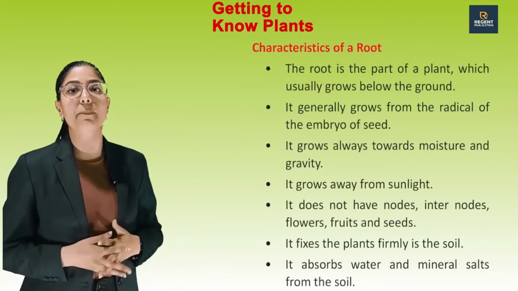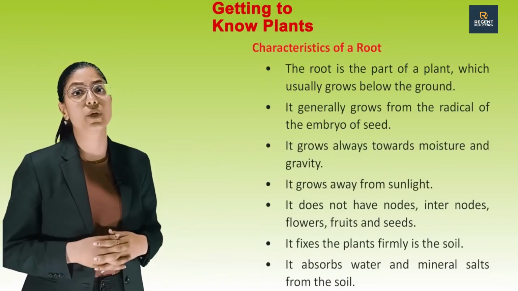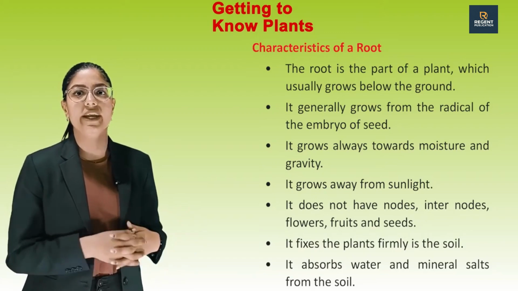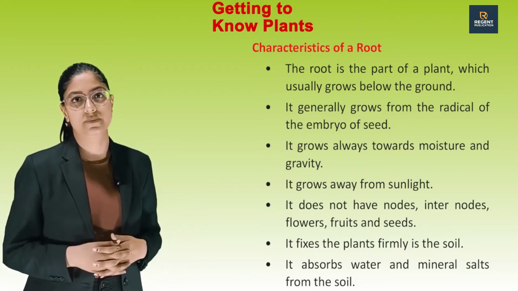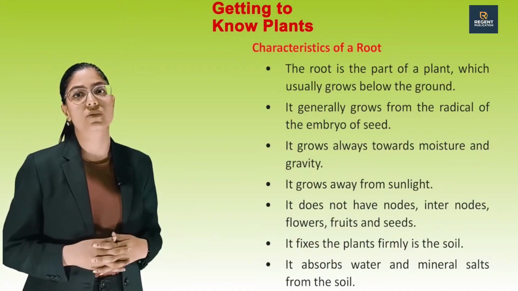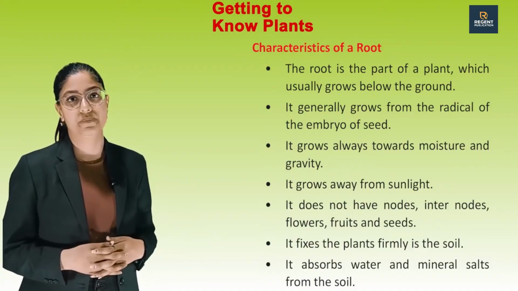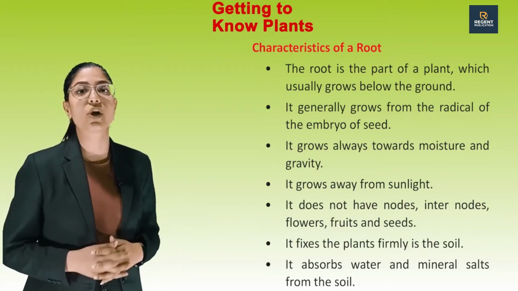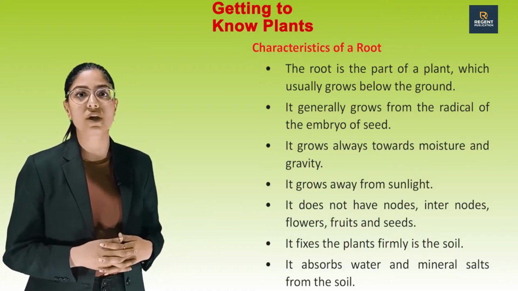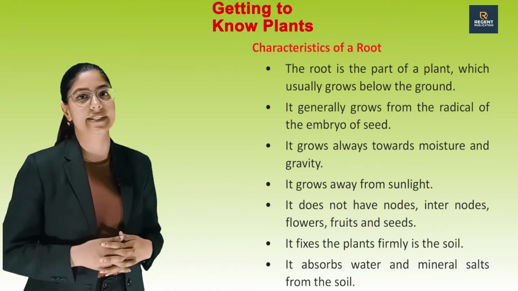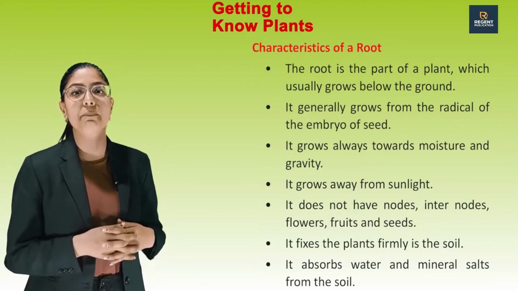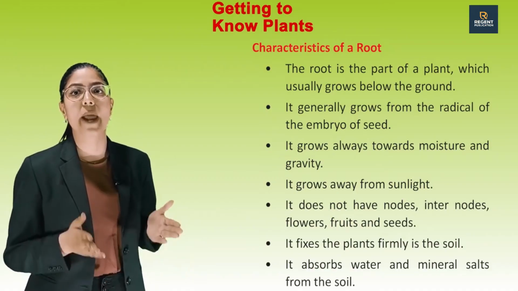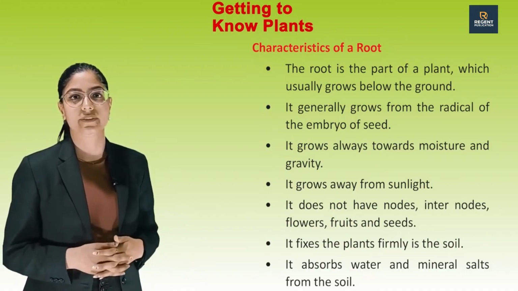The root is a part of a plant which usually grows below the ground. It generally grows from the radicle of the embryo of seed. It grows always toward moisture and gravity. It grows away from sunlight. It does not have nodes, internodes, flowers, fruits and seeds. It fixes the plants firmly in the soil. It absorbs water and mineral salt from the soil.